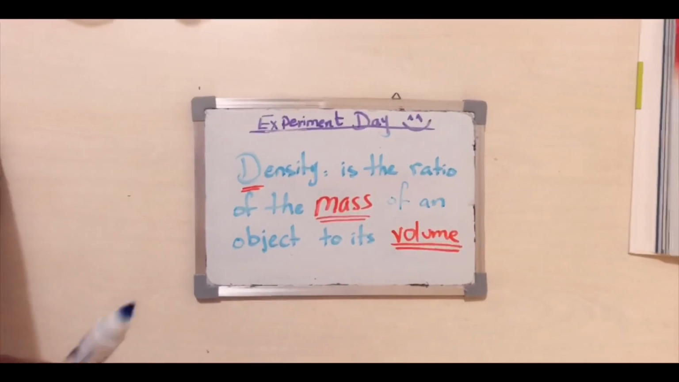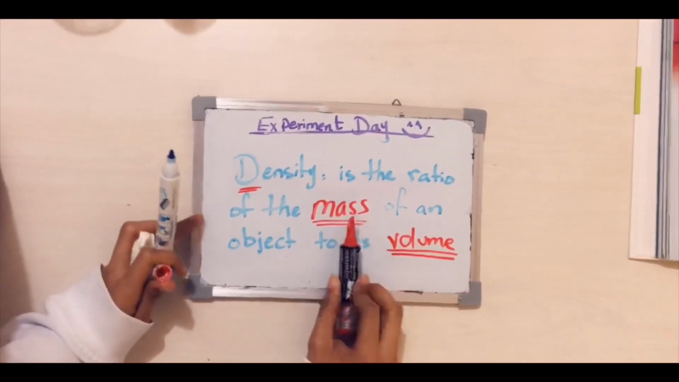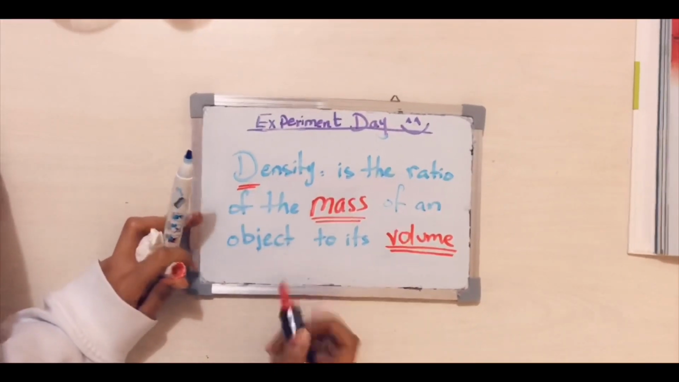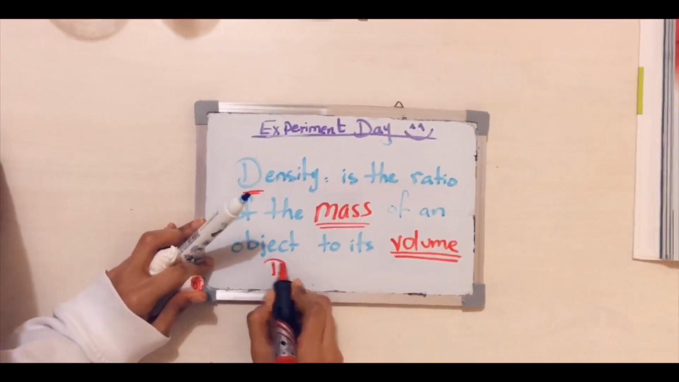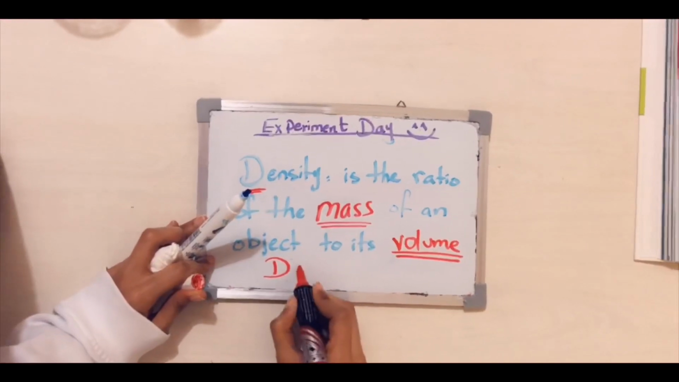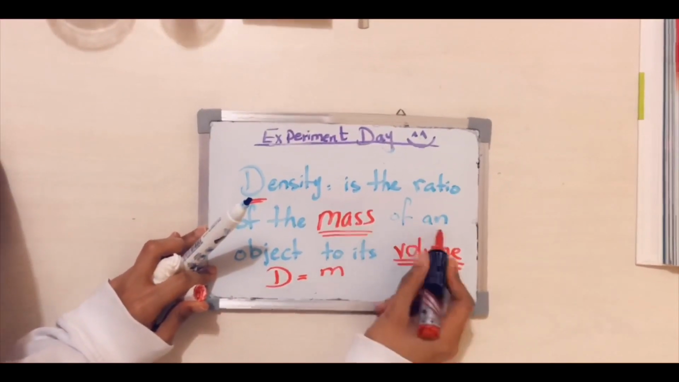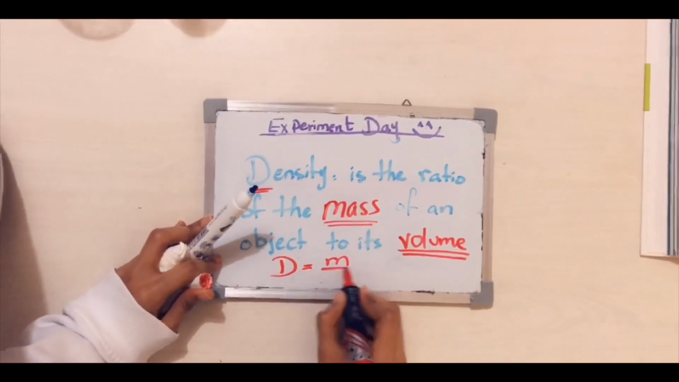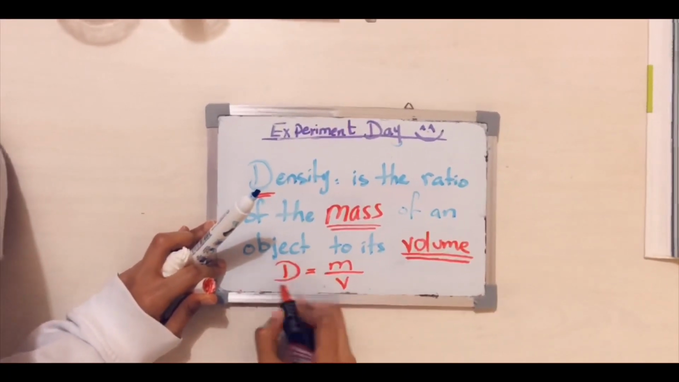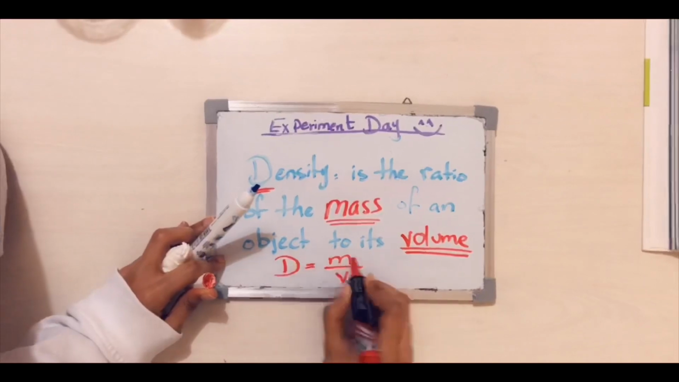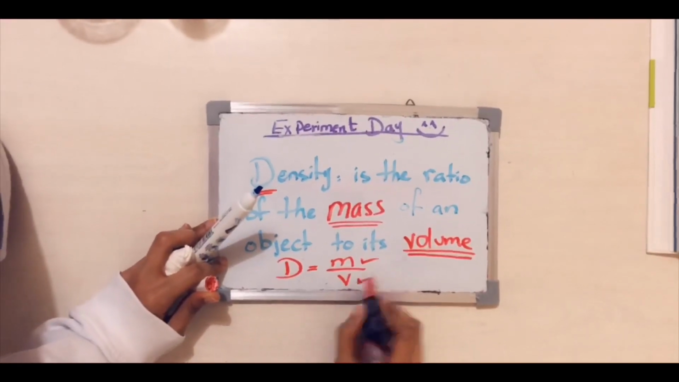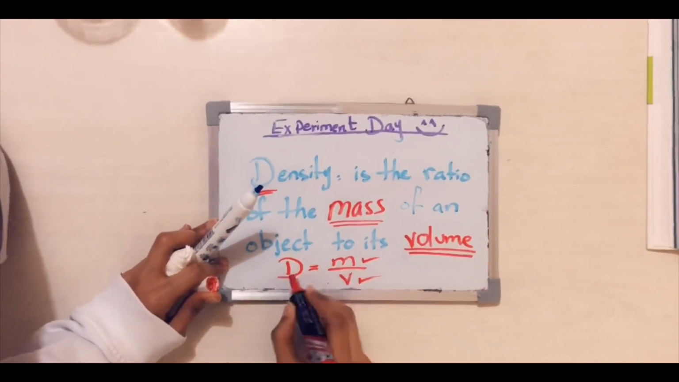density itself. So I'm going to make this into a formula now to link those two keywords to density. So I will just write density, which is D, equals, it says the ratio of the mass, so this is mass of an object to its volume, so divided by the volume. So if I want to get the density of any object, I have to find its mass and its volume and divide them by each other to get the density.